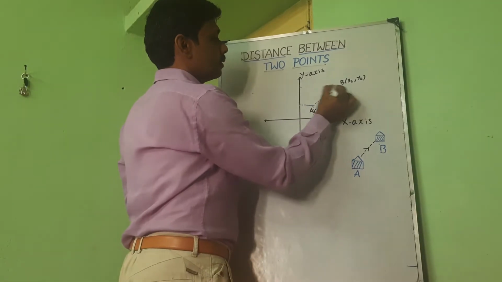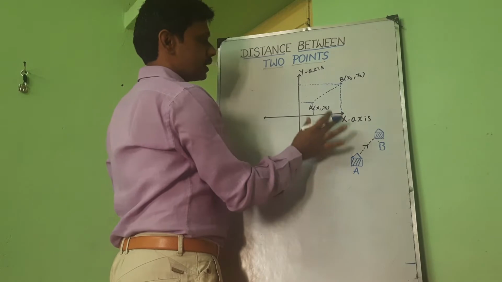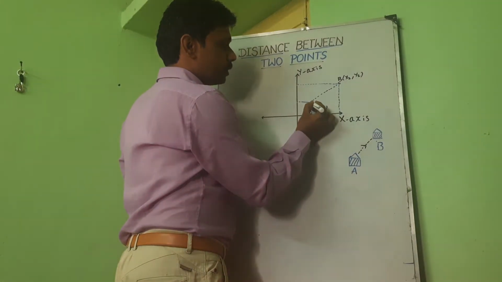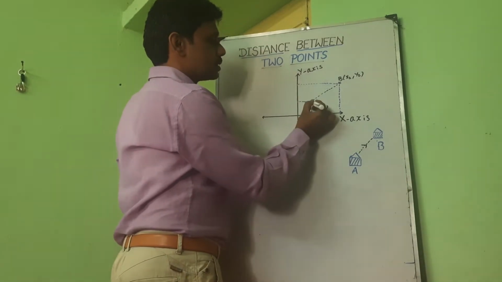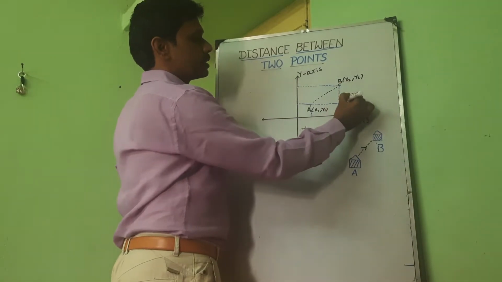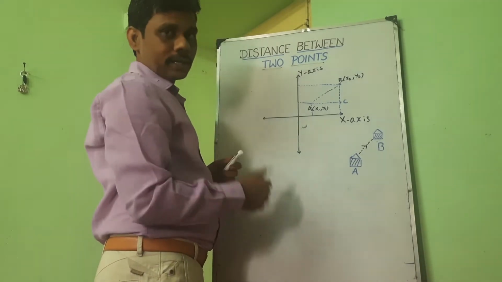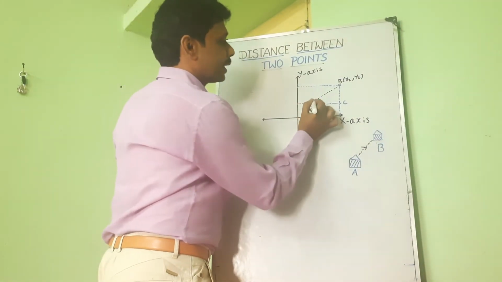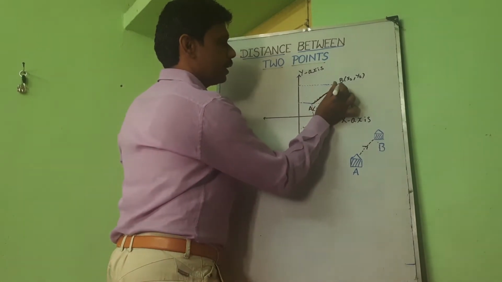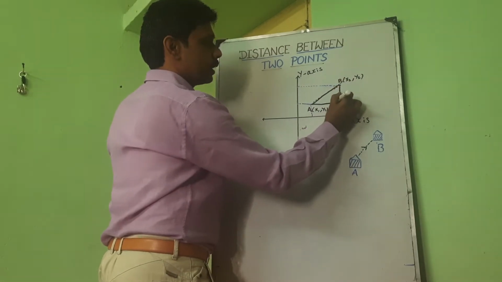Draw the perpendiculars from point A and point B on the x and y axes, and extend the perpendicular drawn from point A on the y-axis up to here. It will intersect at a point. Consider this intersection point as C. So it will form a right angle triangle. If you observe the diagram, we will get a right angle triangle here. Okay, this is a right angle triangle.